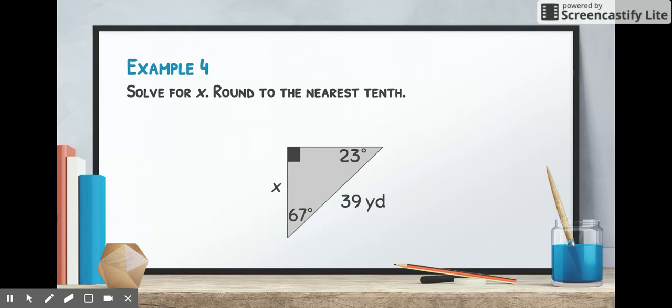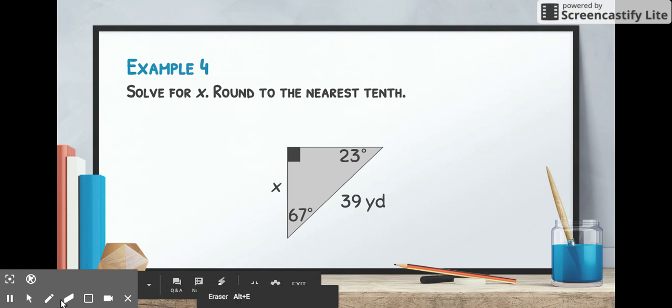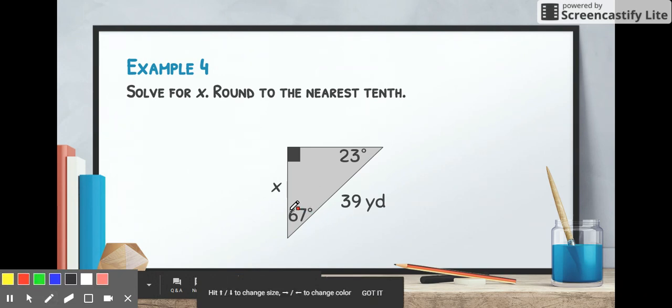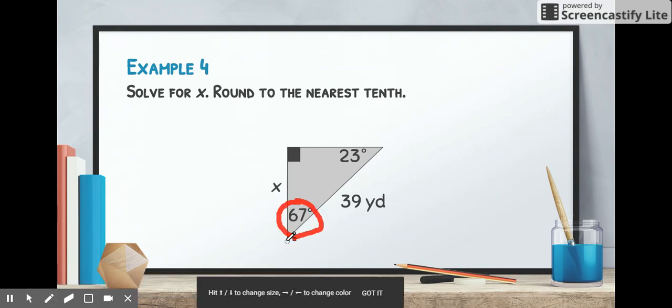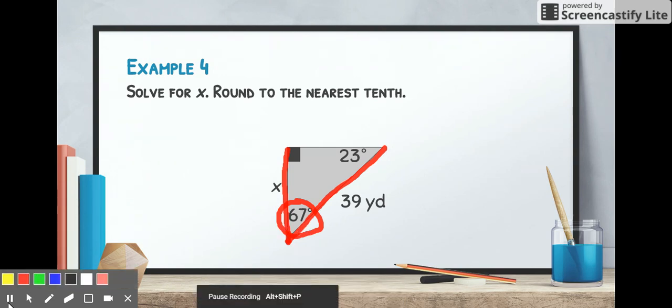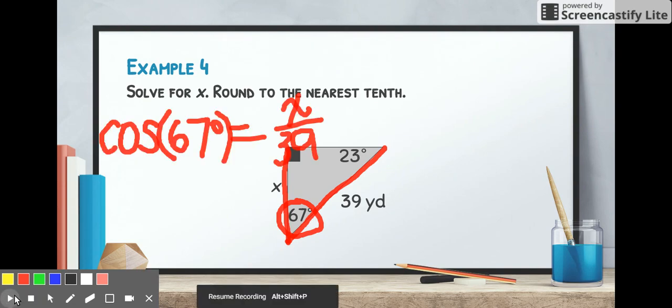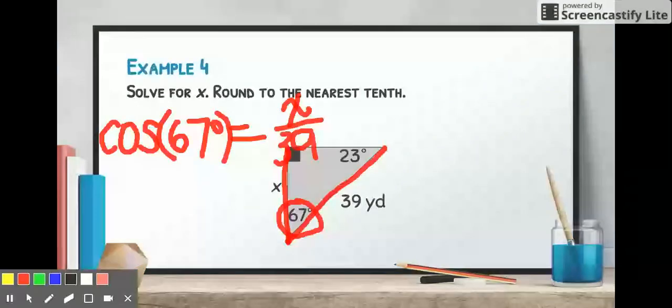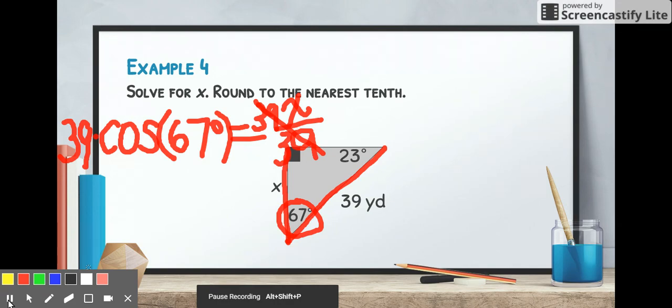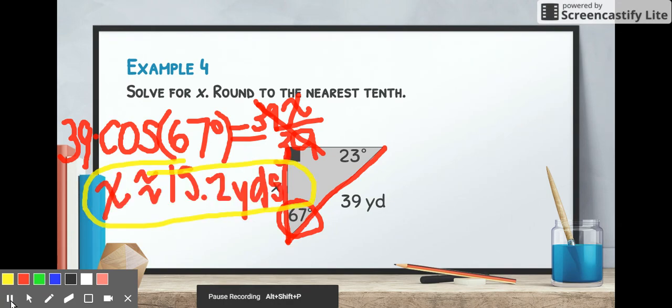So let's say that 67 degrees was our reference angle. We have the hypotenuse no matter what, and x would be the adjacent. So we could solve using cosine, right? Let's try that, and then we'll explore using sine, just to see that there are multiple ways to solve some problems. So we would get that cosine of 67 degrees is equal to x divided by 39. We're going to multiply both sides by 39 to solve for x, and that's going to help us find the value of x. So x is approximately 15.2 yards.